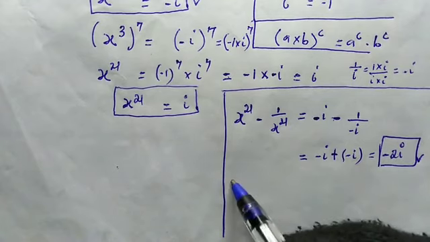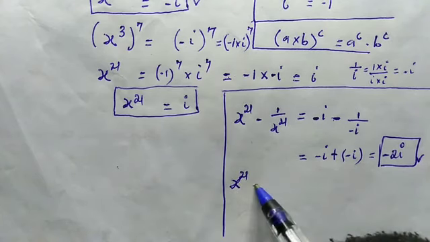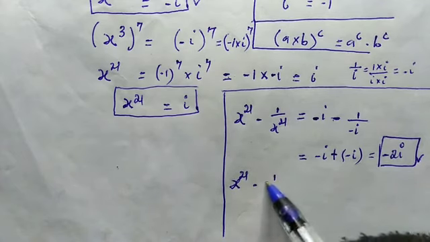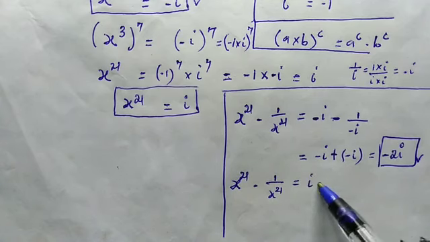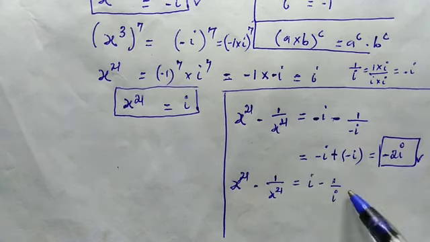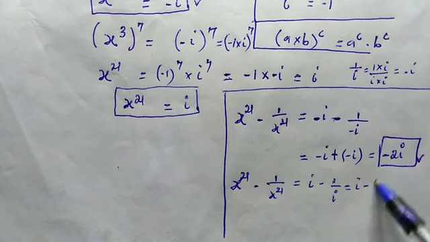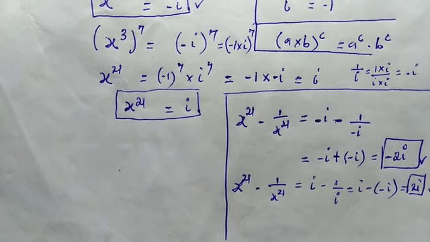Okay, we have the first solution for x to the power of 21 minus 1 over x to the power of 21. From here, we have to make use of the other value. So we have x to the power of 21 minus 1 over x to the power of 21, which is i minus 1 over i. And from here, 1 over i is negative i. From here, we get 2i, right? And here we have the other solution.